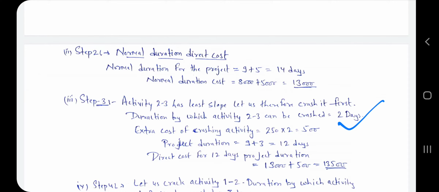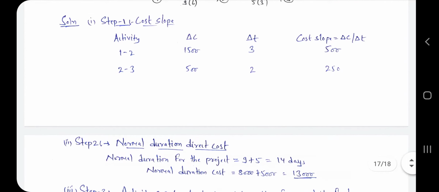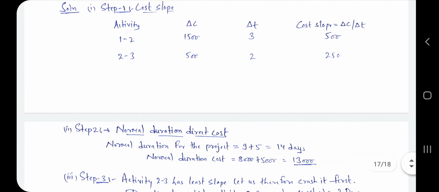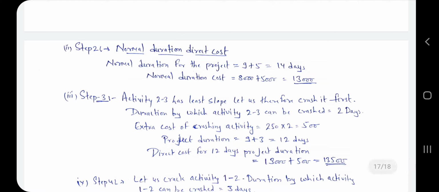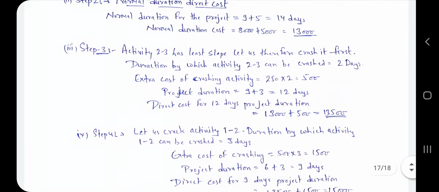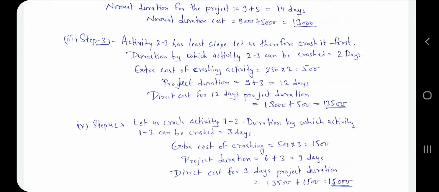Project duration is 9 plus 3. Why 9 plus 3? Because you have 5 minus 2 here and you get 3 as a value. So you have 12 days and direct cost for 12 days is 13,500. Now you have to find the crashing for activity 1-2.